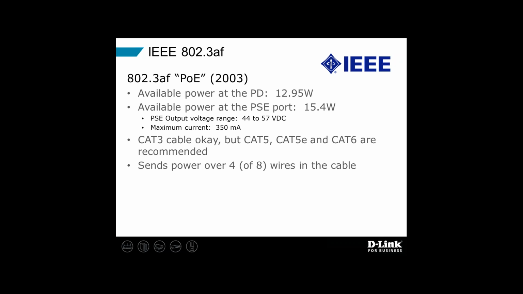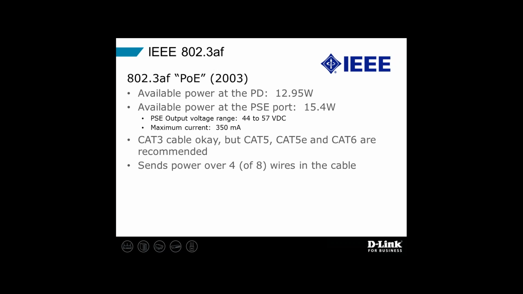So the way the standard works is it provides up to 15.4 watts at the PSE port, and that ensures that at least 12.95 watts would be available at the PD, whether it's an IP camera or a wireless access point. Let's round it up to 13 watts available at the PD, even with voltage drop along that LAN cable. It does this by using an output voltage somewhere in the range of 44 to 57 volts DC, and it limits the maximum current to 350 milliamps.